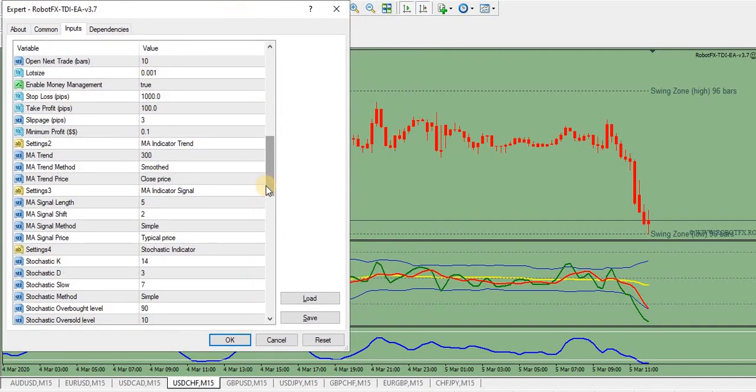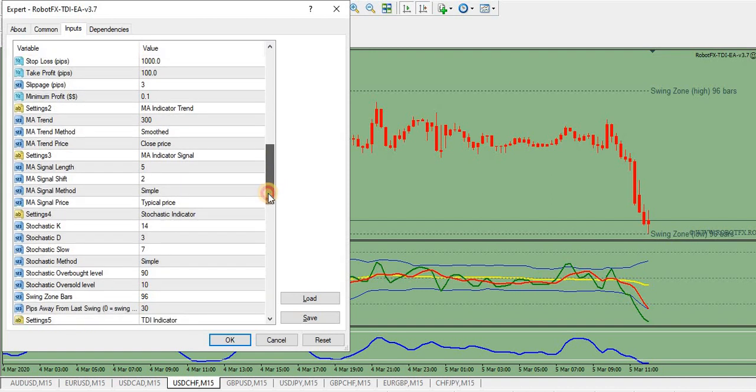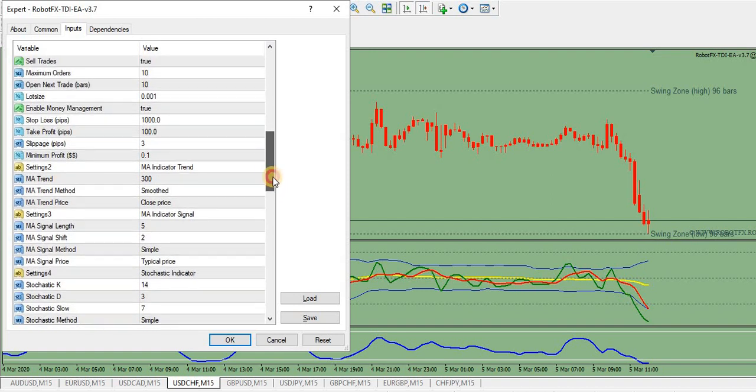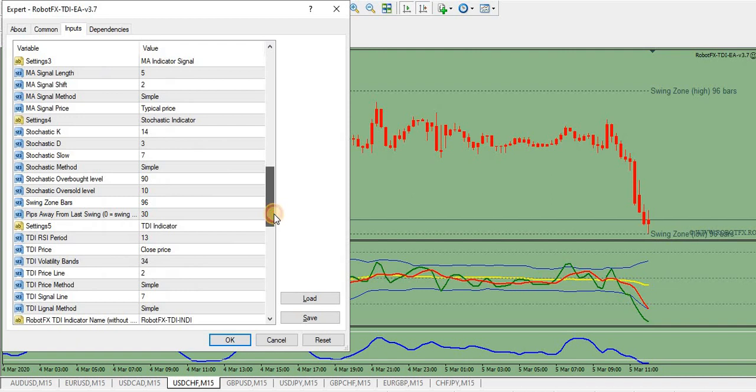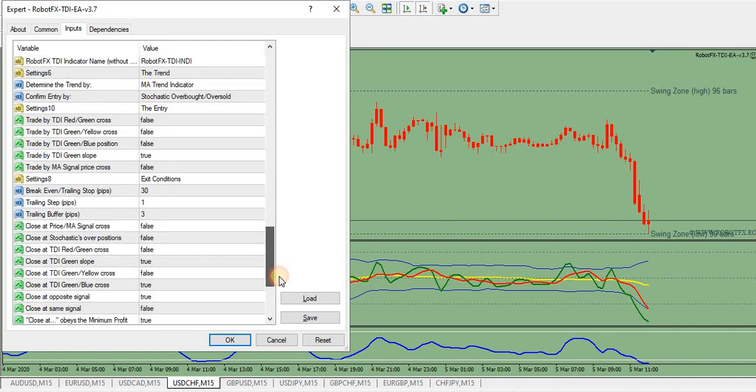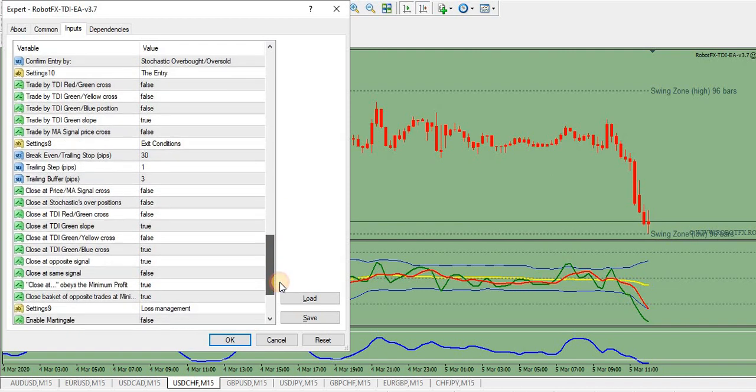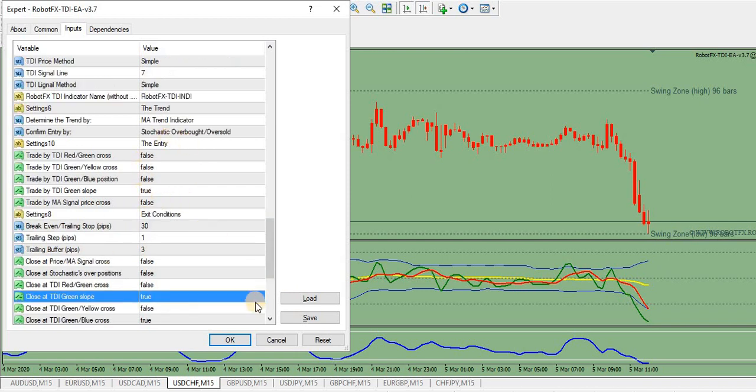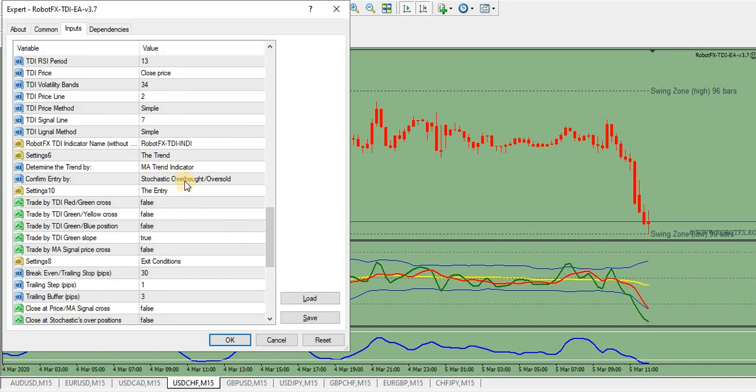I hope I'm not too confusing, jumping from one chart to another. And the settings for the stochastic are the same. I'll just try to show you very fast how I'm using the stochastic right here. I'm not using the stochastic to open or close trades. I'm using it to confirm an entry.